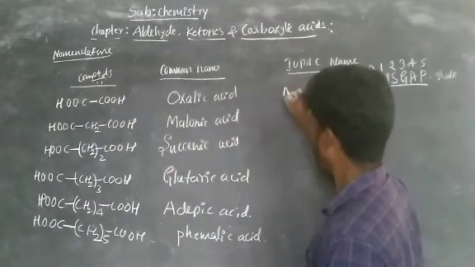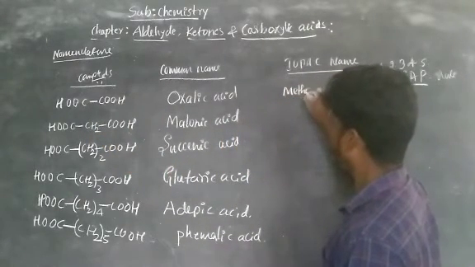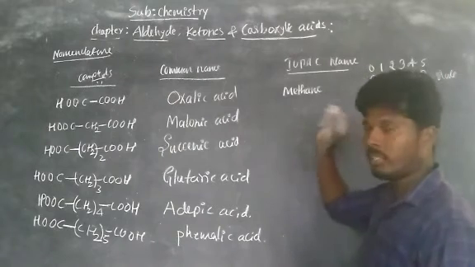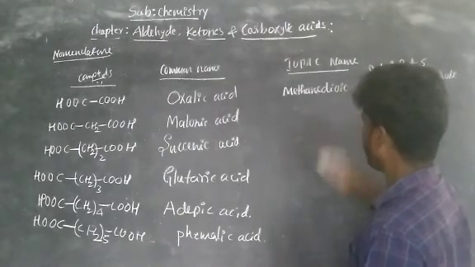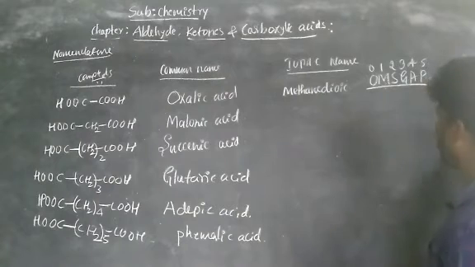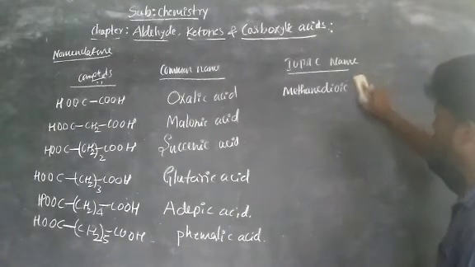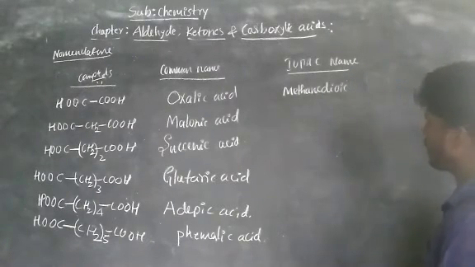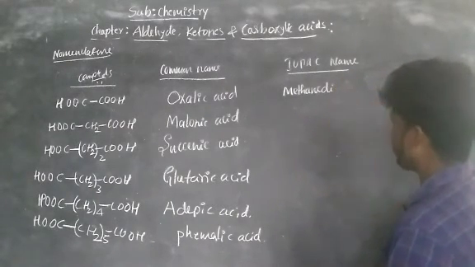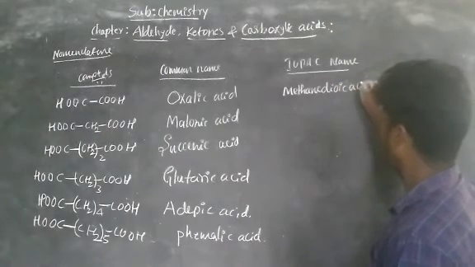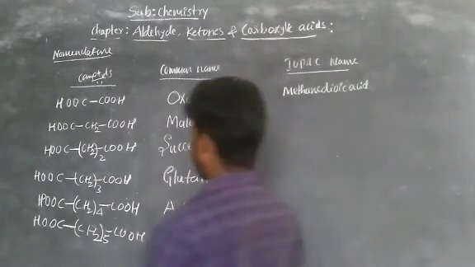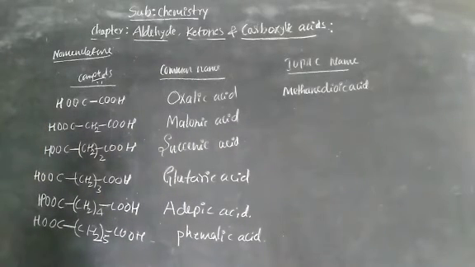That is meth, methane, dioic acid or dicarboxylic acid. Methane dicarboxylic acid or dioic acid. Then next one, observe how many carboxylic acid groups are there. Here 2.